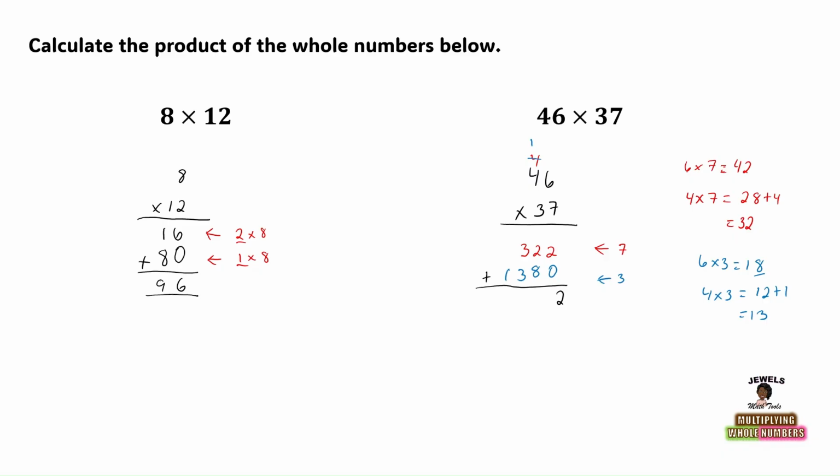2 plus 8, which is 10. We'll write in a 0 and carry the 1 to the hundreds column. So 1 plus 3 is 4, and 4 plus 3 is equal to 7. And then we'll bring down our 1.